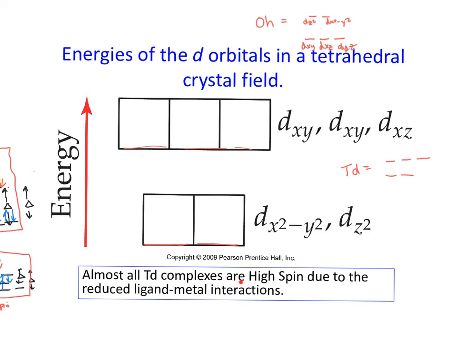Almost all tetrahedral complexes are high spin due to the reduced ligand-metal interactions. So that means for tetrahedral, we have to memorize this is going to be typically high spin. So for example, if I have d4, high spin, 1, 2, 3, 4, you go up high. And that's because, remember, in an octahedral configuration, all of our ligands are on the axes, so we have pretty high interactions. Tetrahedral, we have that 109.5 degree bond angle, so we have significantly reduced ligand-metal interactions, which results in a high spin complex.